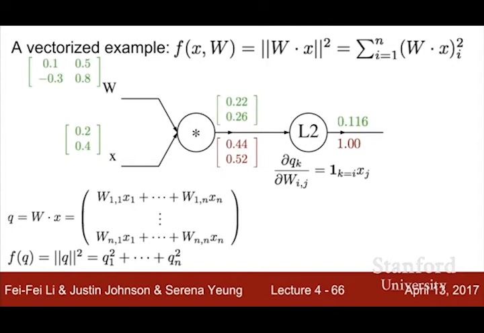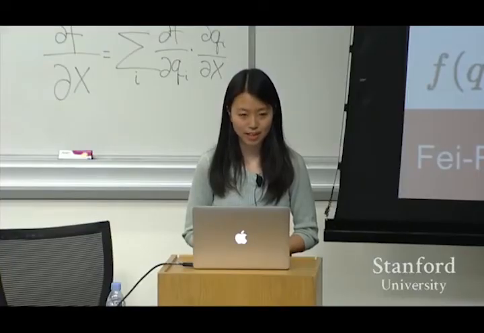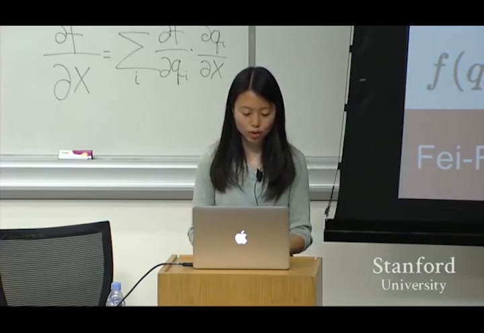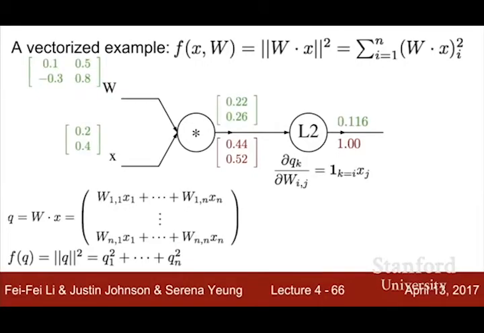And if we look at this multiplication, q is equal to W times x. What's the derivative or the gradient of the first element of q, so our first element up top, with respect to w11? So q1 with respect to w11. What's that value? x1. Exactly. So we know that this is x1, and we can write this out more generally: the gradient of qk with respect to wij is equal to xj.